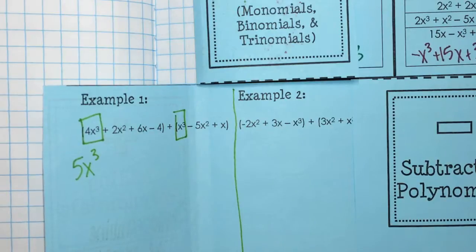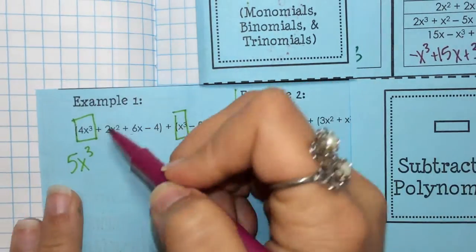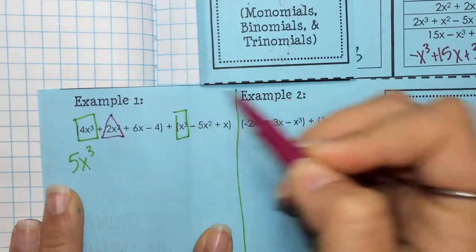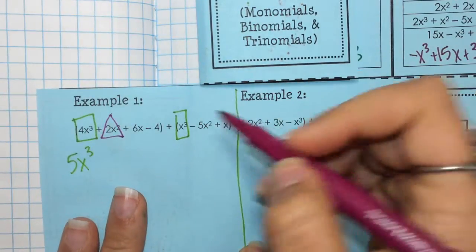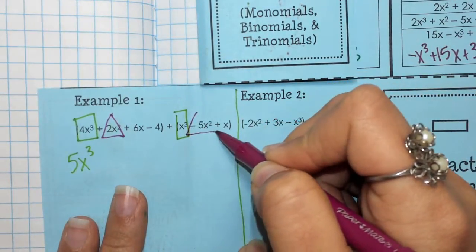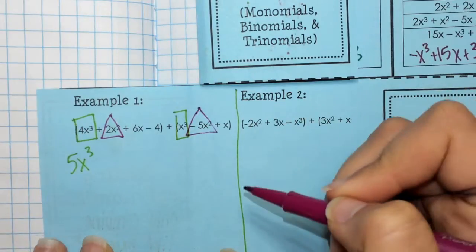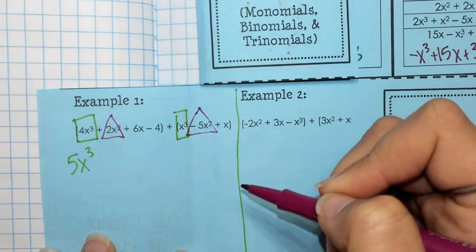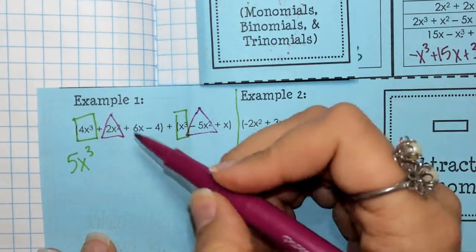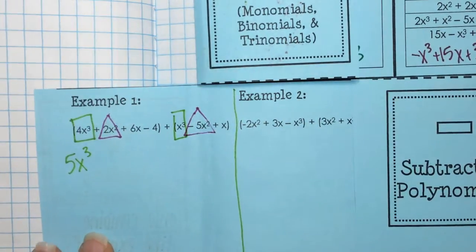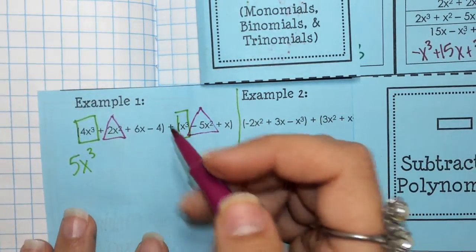Is everybody with me so far? Okay. Now, we do 2x squared plus what? Negative 5x squared. Why is that negative important? Because it's in front of it and you're subtracting. So you would do 2 plus a negative 5. And what's 2 plus negative 5?